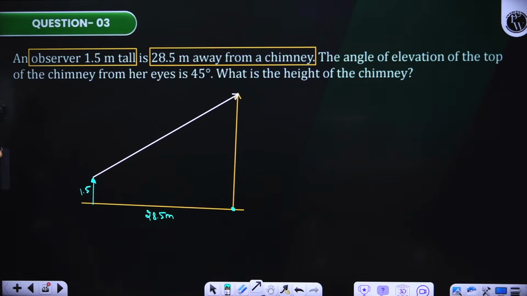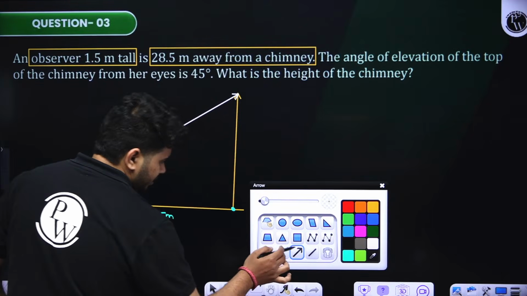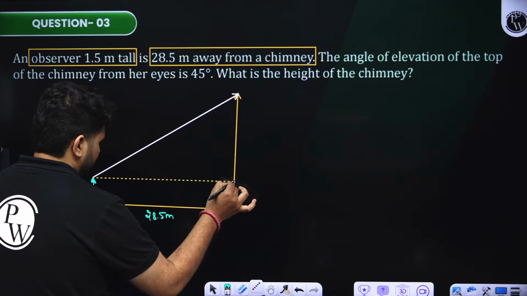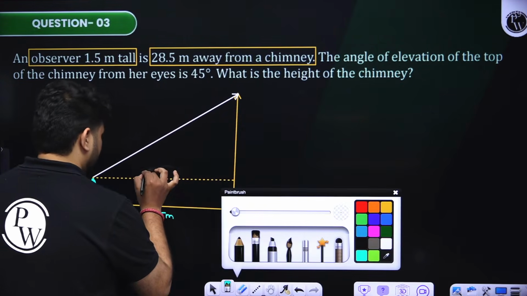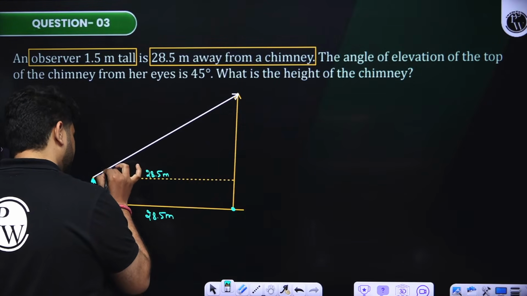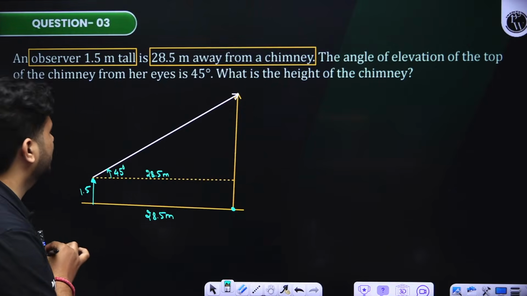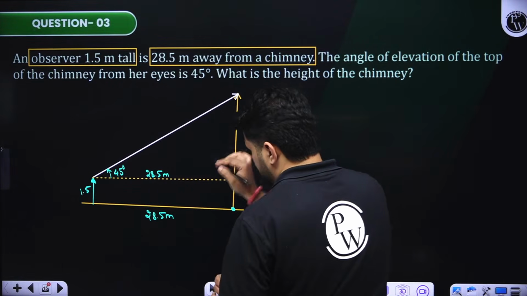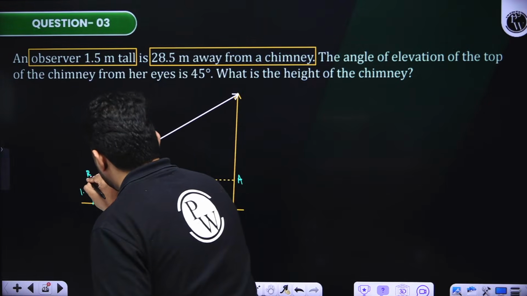Done? Okay. Now look, the angle of elevation will be from this line. Yes or no? So this will be 28.5 meter, and here it is 45 degrees, the angle of elevation. If we are able to find this in this triangle, we can take this as A, B and C. Clear?